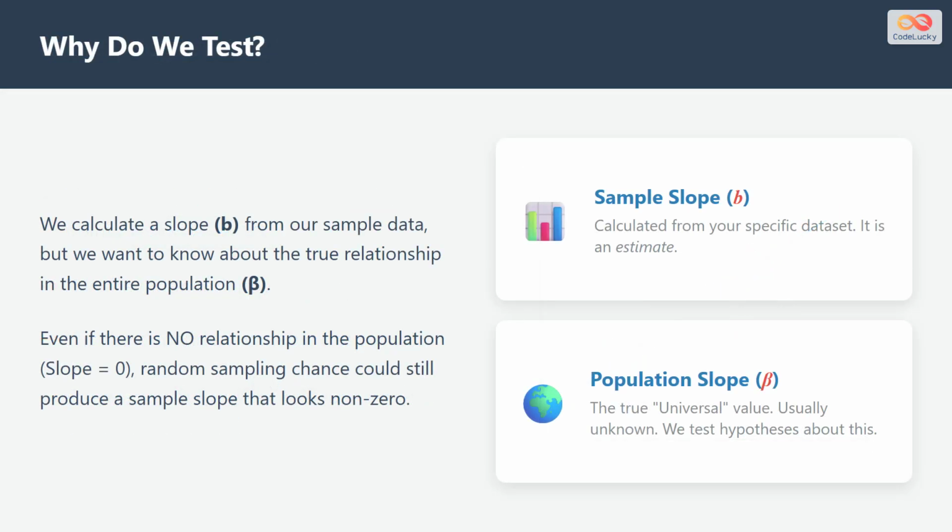It is crucial to understand the difference between our sample and the population. We calculate a slope, denoted as b, from our specific dataset. However, we want to know about the true population slope, denoted by the Greek letter beta. Even if there is absolutely no relationship in the real world, random chance in our sampling could produce a slope that is not exactly zero.